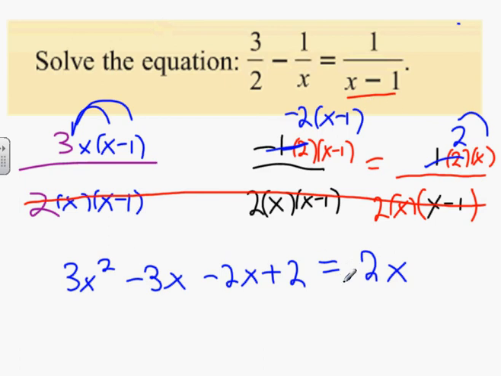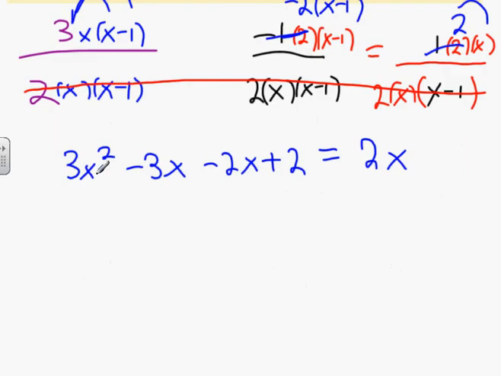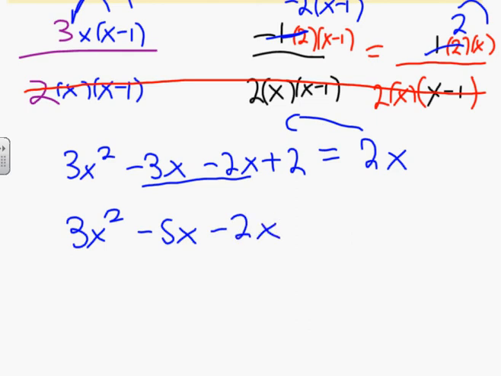Okay, what type of equation do we have? Quadratic, okay? So bring everything over to one side. 3x squared. What's minus 3x minus 2x? What's 5x? Bring the other 2x over to the other side. And then minus another 2x will get me. Okay, and then bring the plus 2.